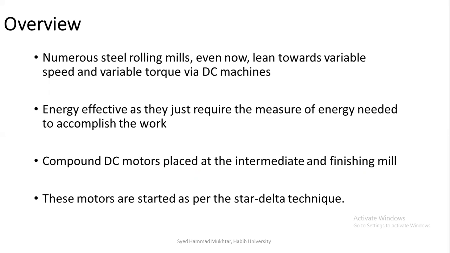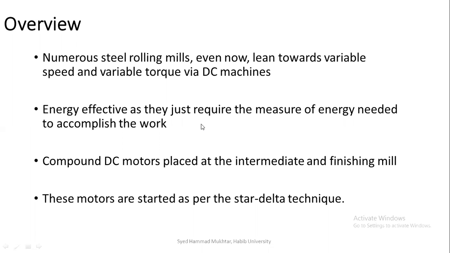So numerous steel rolling mills even now lean towards variable speed and variable torque via DC machines, because DC machines are energy effective as they just require the measure of energy needed to accomplish the work. For example, a DC machine has 5,000 horsepower and just 1,000 horsepower is required to do the last pass. So the DC machine, because of being energy effective, will just utilize 1,000 horsepower.